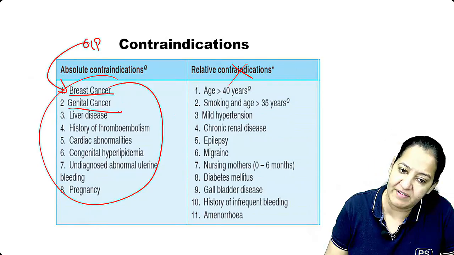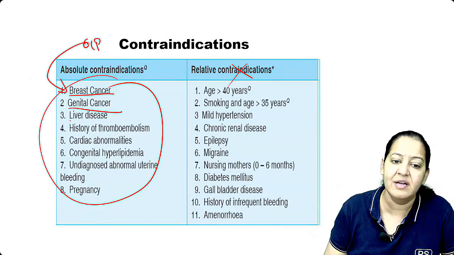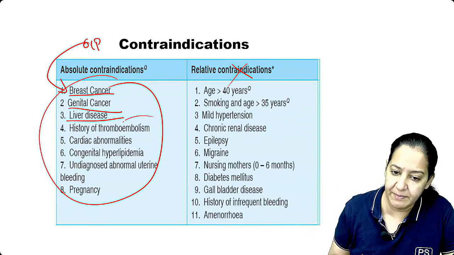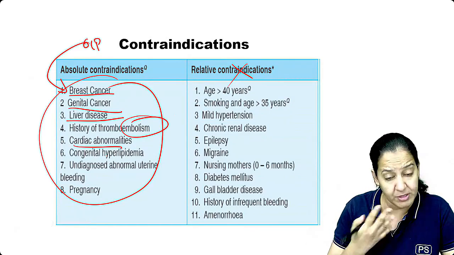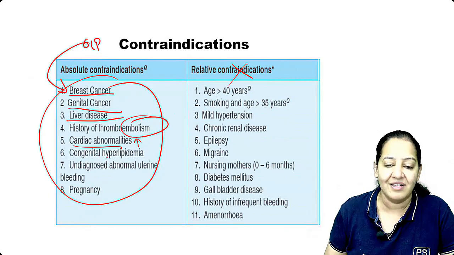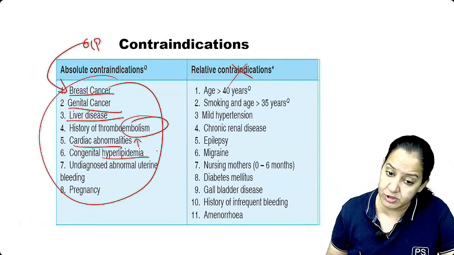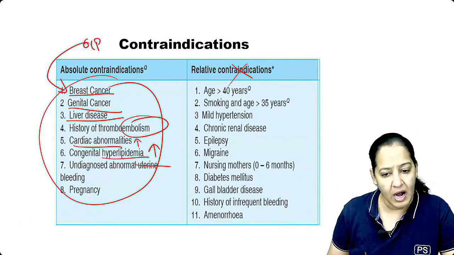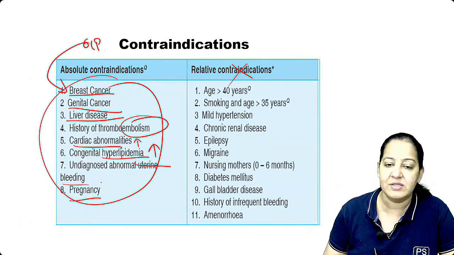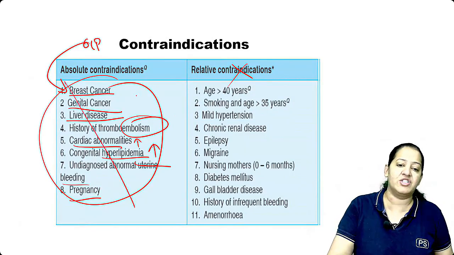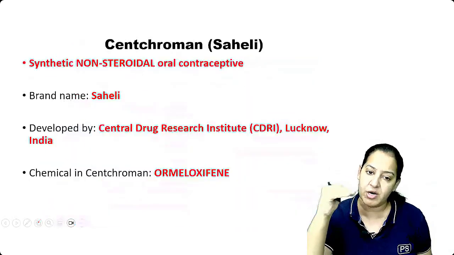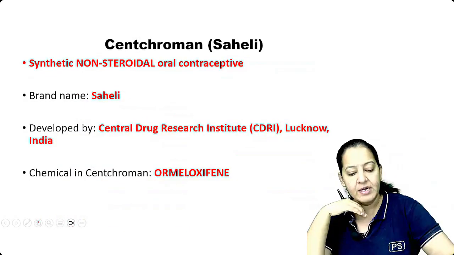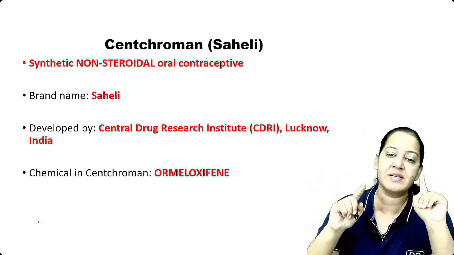A female who is having genital cancer, any of the genital cancers. A female who is having liver disease. The female already having thromboembolism. The female who is having cardiac problem, because OCP also increases the risk of MI. The female who is having hyperlipidemia, because OCP further increases the lipid. Undiagnosed bleeding and pregnancy. So these are the absolute contraindications. You will not give OCP to such a female. So before prescribing OCP, you should ask all these things. Okay, so we are done with oral contraceptive.